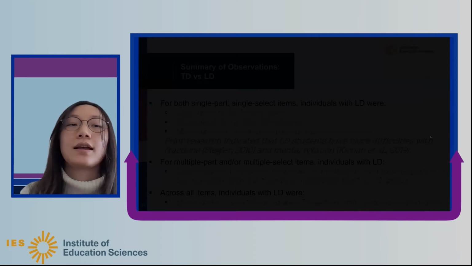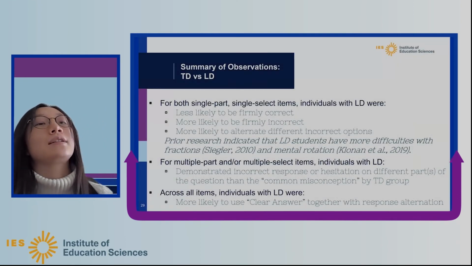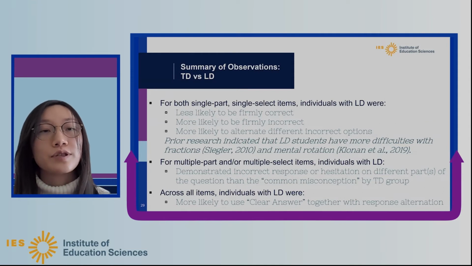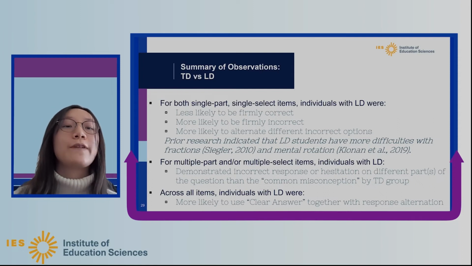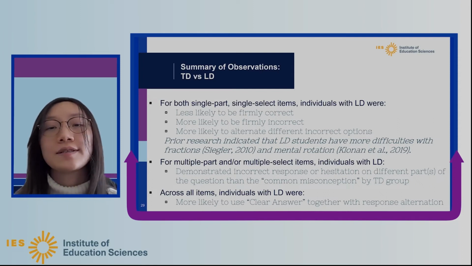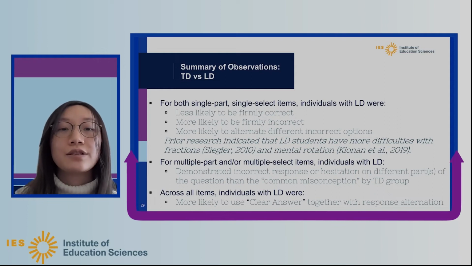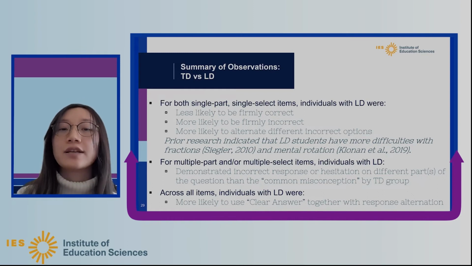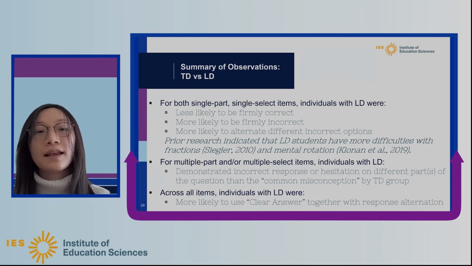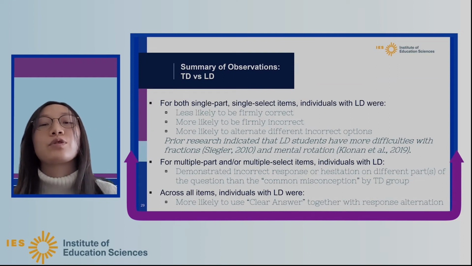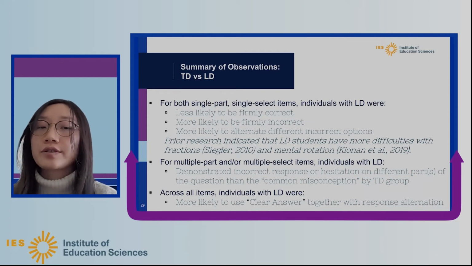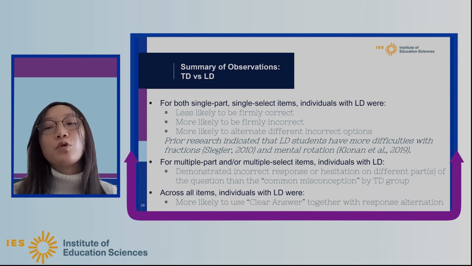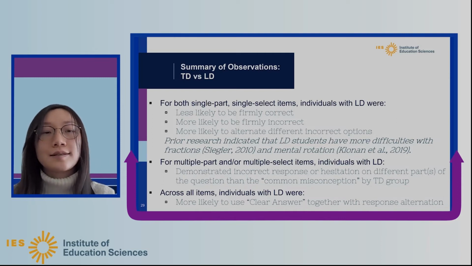To summarize what we have found in the differences of cluster distributions, when we compare the typically developing students and the learners with disabilities, we found that for both single part, single select items, individuals with LD were less likely to be firmly correct, more likely to be firmly incorrect, and more likely to alternate between different incorrect options. Because these two single select items were respectively on fractions and mental rotation, this is consistent with prior research which indicated that LD students have more difficulties with these concepts and skills.